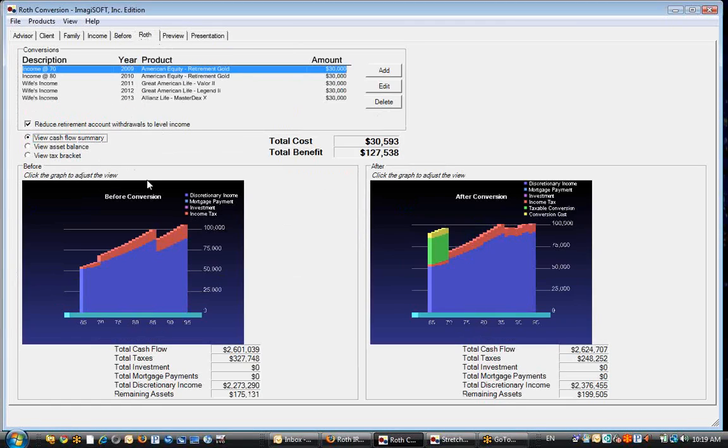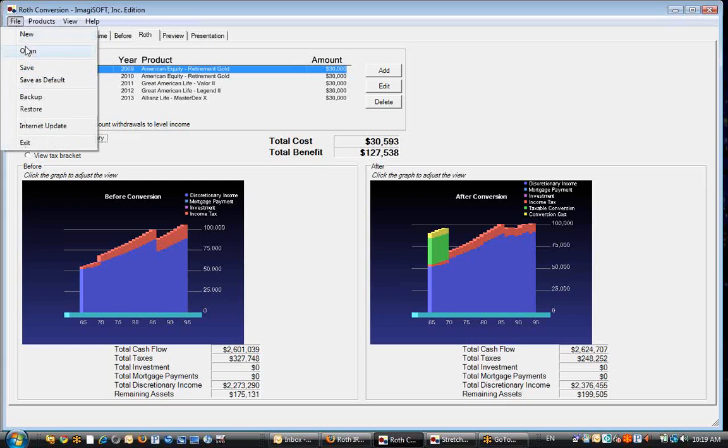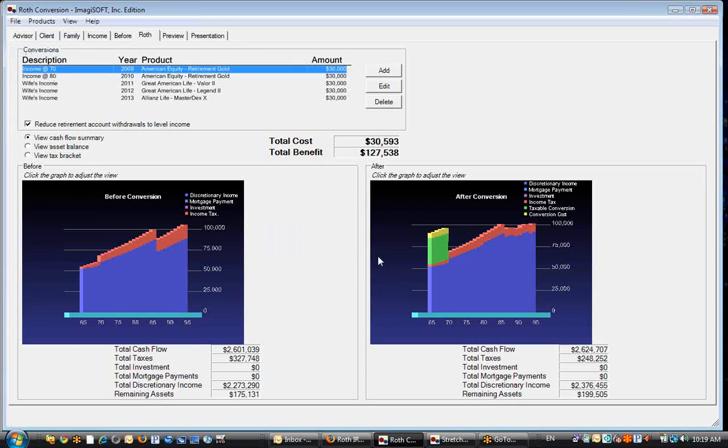And then you look at the cash flow summary. You can see how you've helped solve the problem. This red line is thinner, but more importantly, you filled up toward the end, where the wife was below $75,000. She's now up into the $90,000 per year and paying a lot less tax, paying $248,000 instead of $327,000.